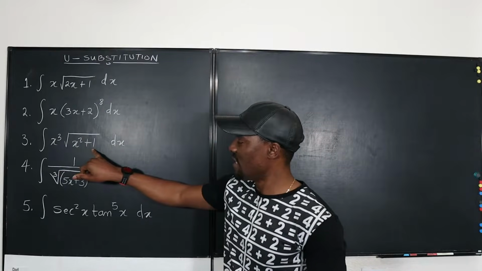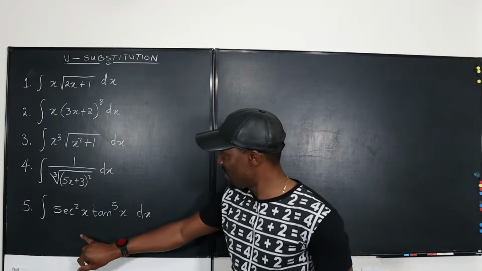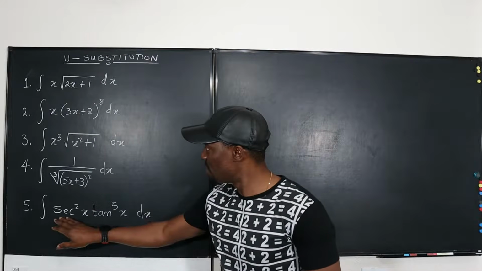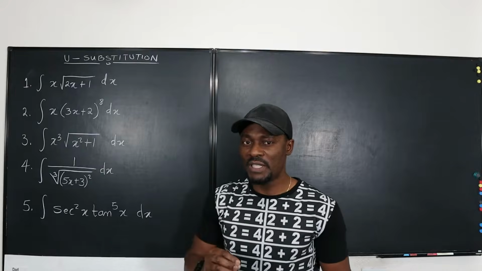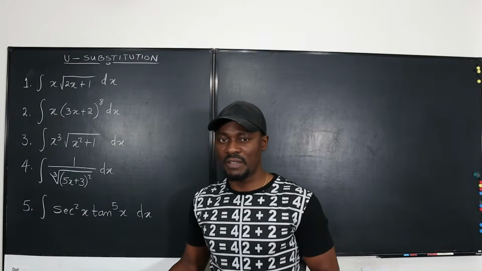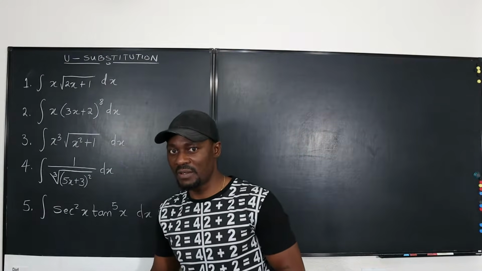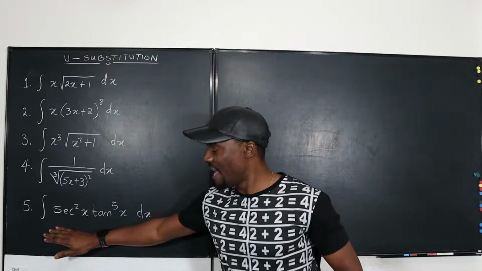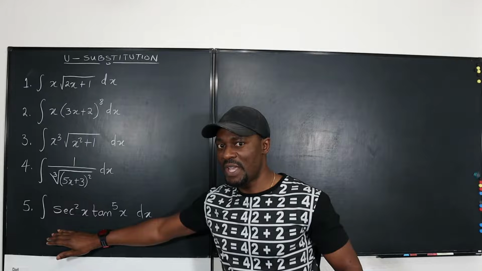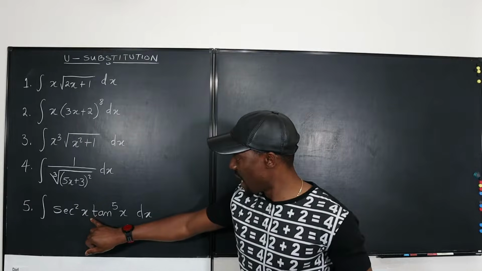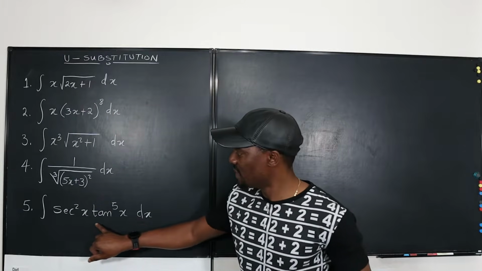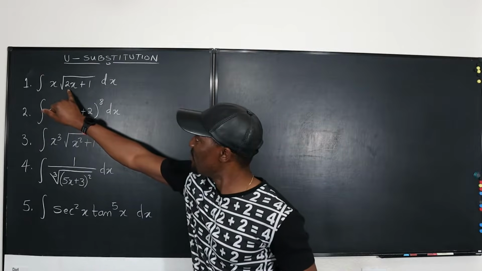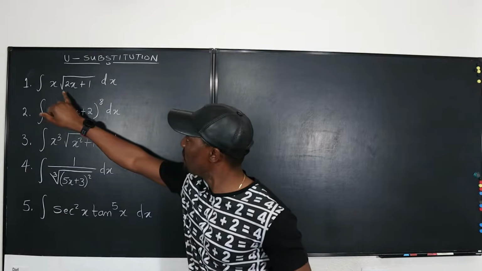This one is locked in, this is a product. Remember, whenever you have a product, you're asking, can the derivative of one produce the other? If the derivative of one produces the other, then you say, okay, U-substitution is going to work. Well, in this case, it is obvious, because the derivative of tan x is secant squared, so obviously that's what we're going to use. But here, the derivative of 2x plus 1 does not give us x.